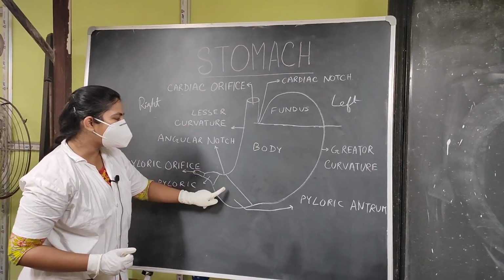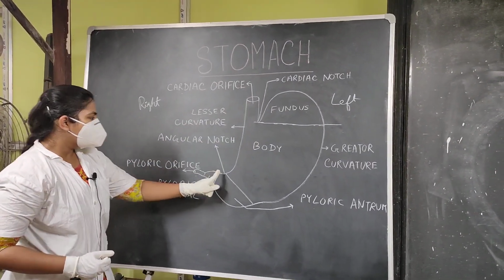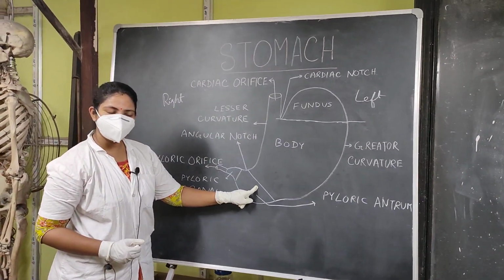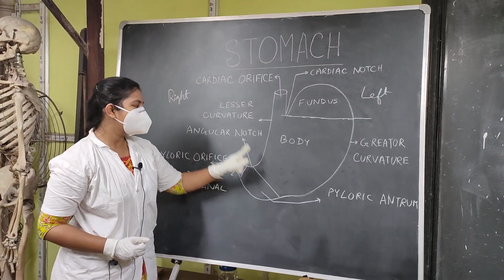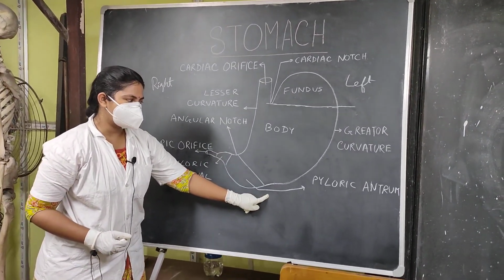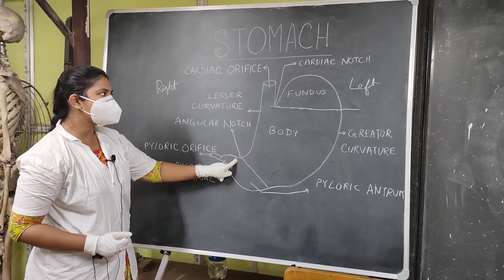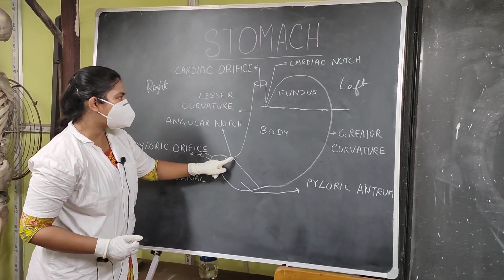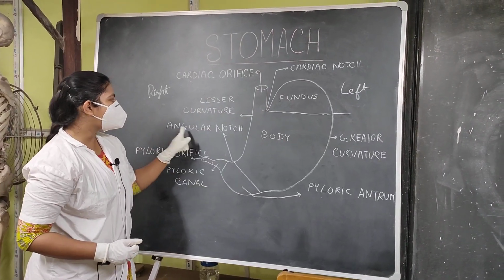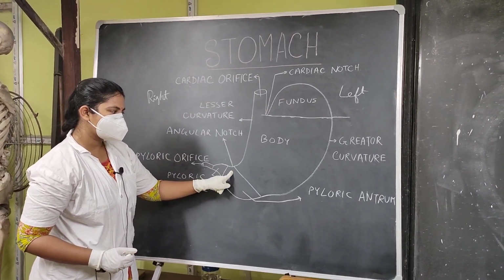In between the body and the pyloric part, we draw an imaginary line. This line can be vertical or slightly oblique. It is drawn from the angular notch to the greater curvature. What is the angular notch? The most dependent part of this J-shaped lesser curvature is known as the angular notch.